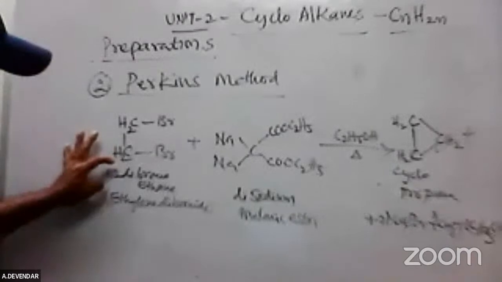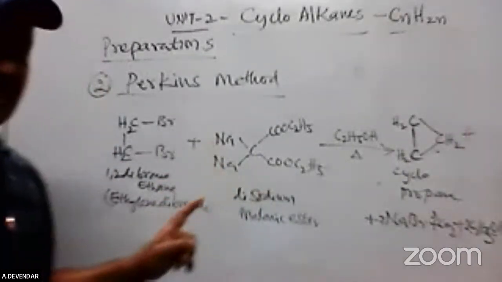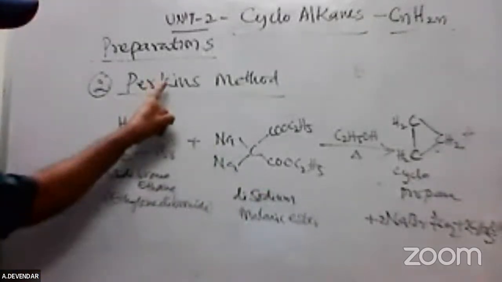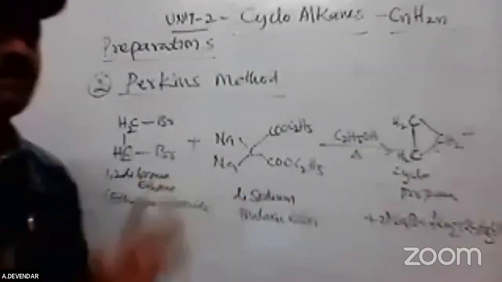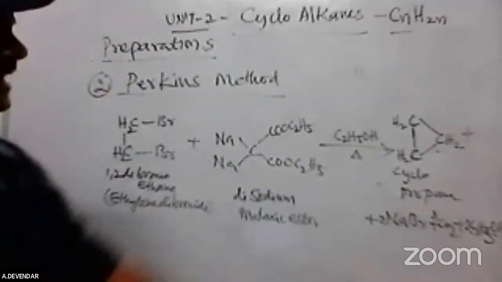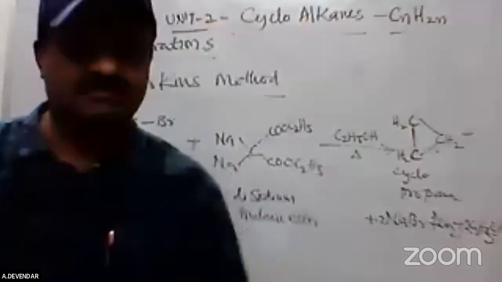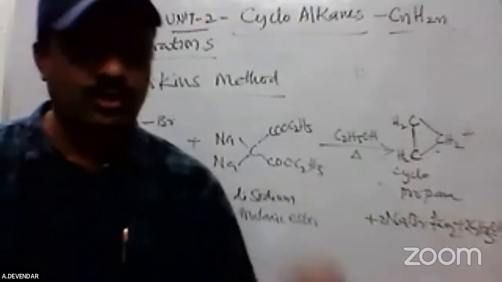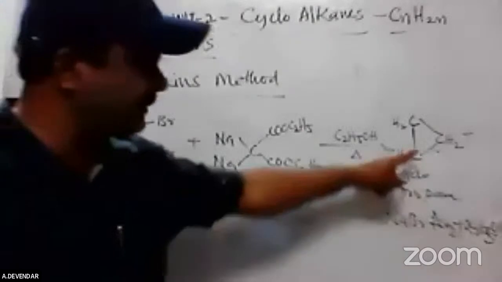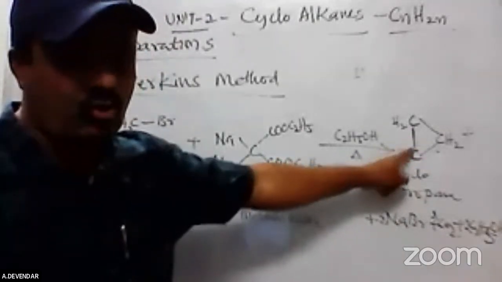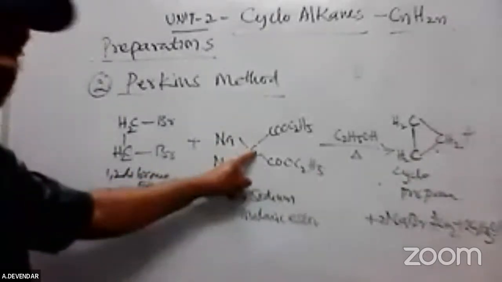Only thing is, you have to remember ethylene dibromide and disodium malonyl ester. These are the two raw materials which are used in the Pulkins method for the preparation of cycloalkanes. Here in this Pulkins method, you only prepare cyclopropane. But in the Freund method, you can prepare any one: cyclopropane, cyclobutane, cyclopentane, cyclohexane, whatever. But with the Pulkins method, you can prepare only cyclopropane. Why? Because the disodium malonyl ester has only one carbon atom.